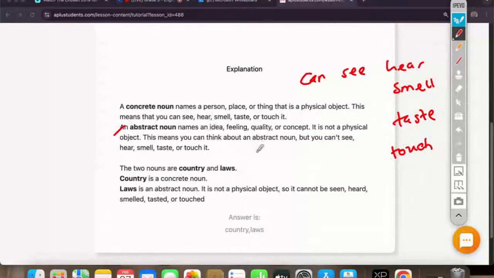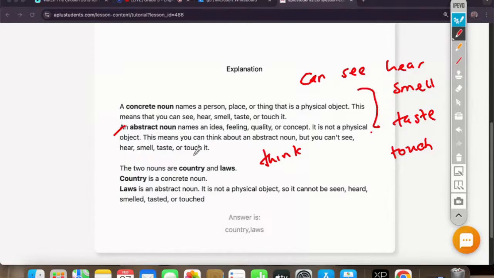And then an abstract noun names an idea, feeling, quality, or concept. It is not a physical object. This means that you cannot see an abstract noun, you cannot hear, smell, taste, or touch it. Okay, that is what you know about abstract nouns. So you can only think about an abstract noun, but all of this here you cannot do that.